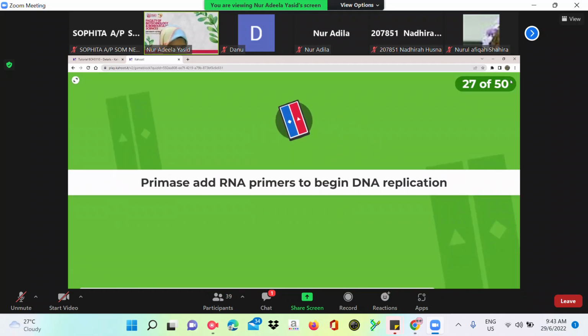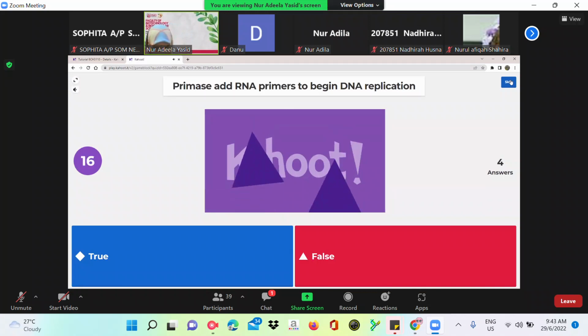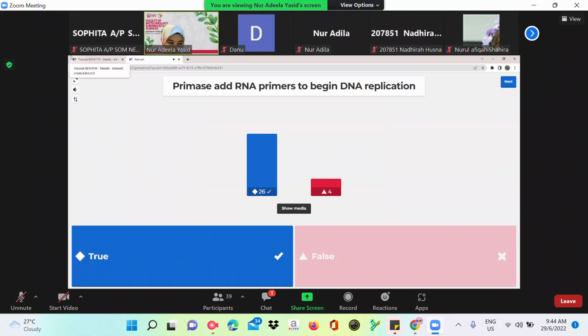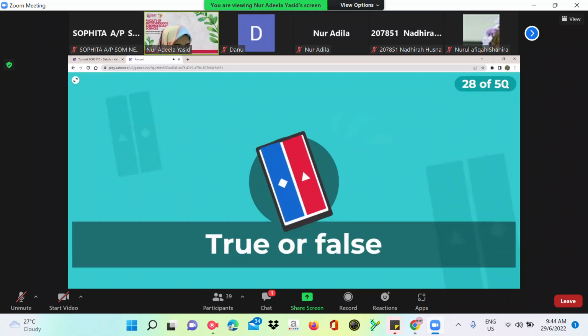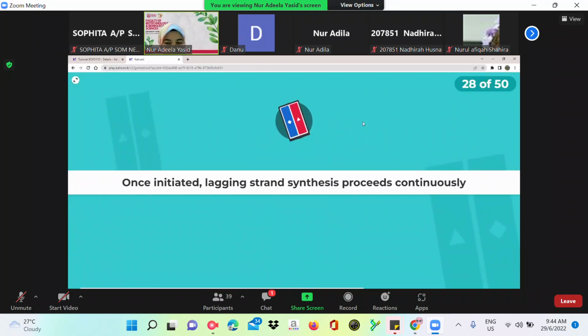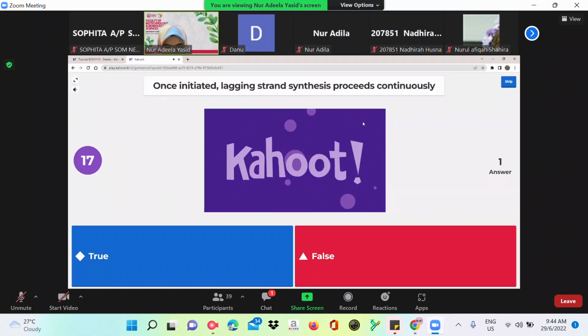Okay, another true or false? Easy one. So it's true. Primase is the enzyme that adds RNA primers. If it's primase, of course it's with primers. So straightforward. Okay, read the questions carefully.